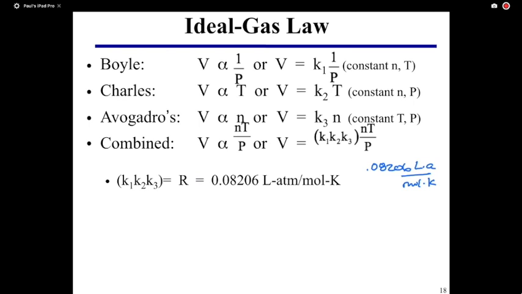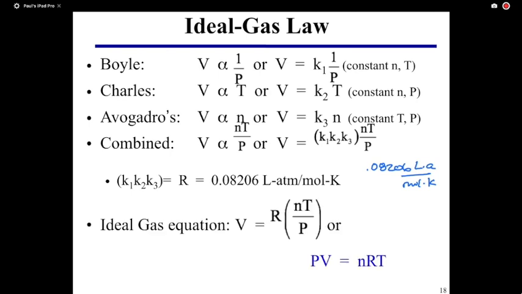Okay? And so I can substitute R instead of having all that K1, K2, K3. And I get this right here: PV = nRT. Okay? This is the ideal gas law. Pressure times volume is equal to the number of moles times the gas constant times temperature. PV = nRT.